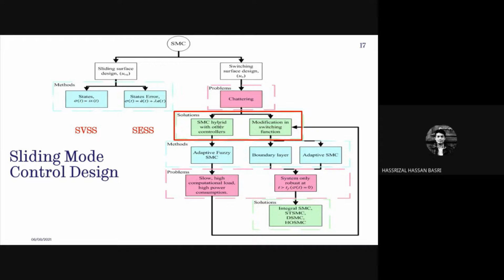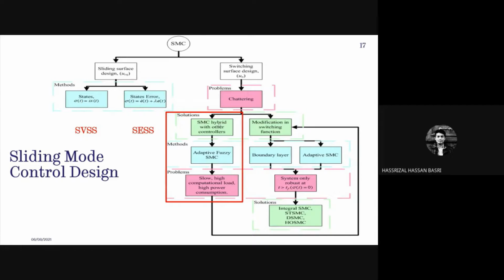So that is the modification in the switching function that I explained before. But if we choose to hybridize SMC with other controllers, for example adaptive fuzzy SMC, the problem is that the computer gets slow, with higher computational load and high power consumption. But it depends on the application. So if you want to use the adaptive fuzzy SMC and your computer has these capabilities up to the standard, I think you can proceed with the adaptive fuzzy SMC.